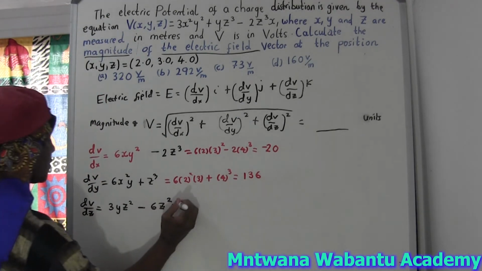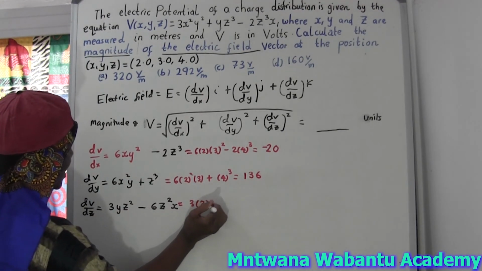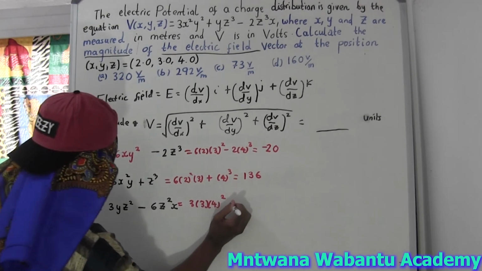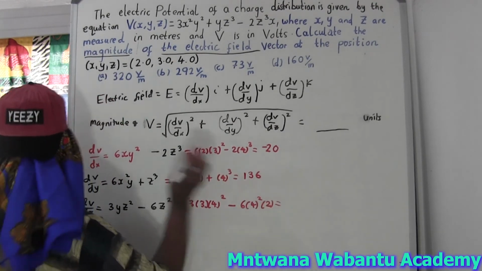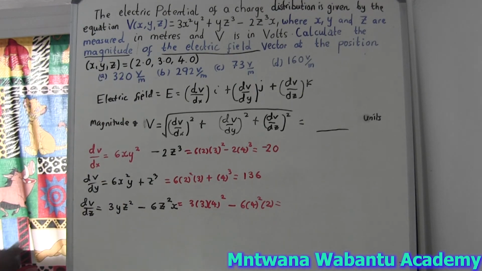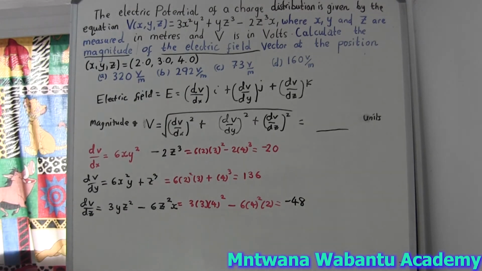Now we go for the last one. So this is going to be 3y. What is y? y equal to 3, and z equal to 4, squared, minus 6, z equal to 4 squared, times x equal to 2. So plug that in the calculator. When you plug it, it's going to give you negative 48.